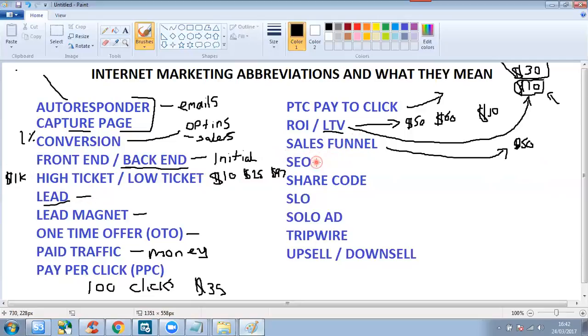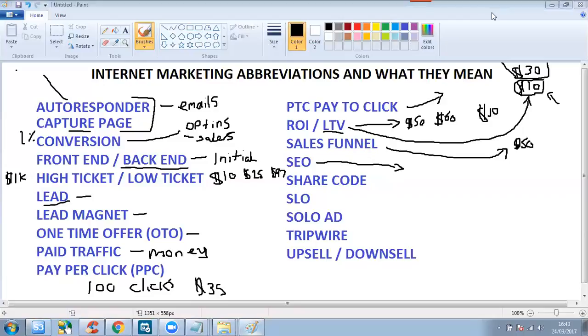You might have heard of SEO. This stands for Search Engine Optimization. If you do search engine optimization, you're going to be ranking your website higher in Google. When you search for something in Google, let me take you over to Google and give you an example of what this means.